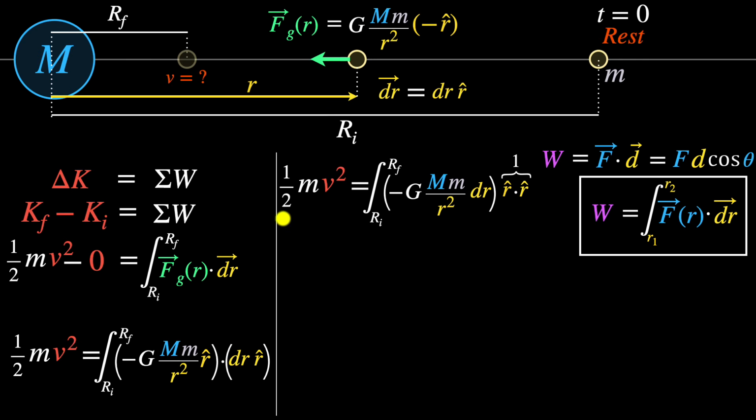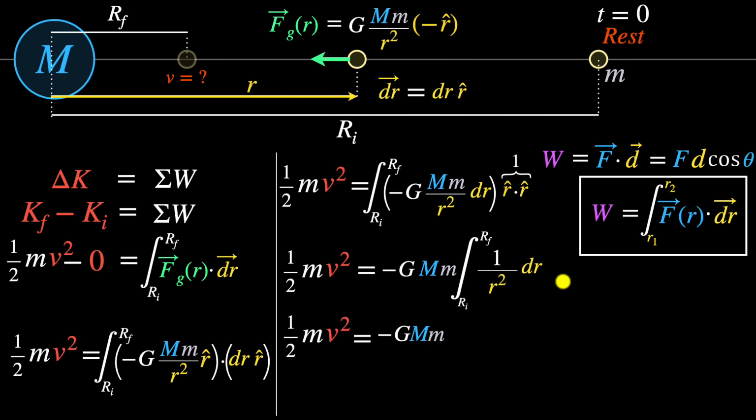We're done with vectors. We're only left with the magnitudes now. Okay, so what will that give me? Well, I can pull the constants out, minus GMm, and I'll be left with the integral of 1 over r squared dr. Okay, what is the integral of 1 over r squared dr? Well, that's just negative 1 over r. And of course, we have the bounds over here. Well, from here, we just have to simplify. So it'll be a great idea to pause and see if you can derive the expression for the speed yourself.